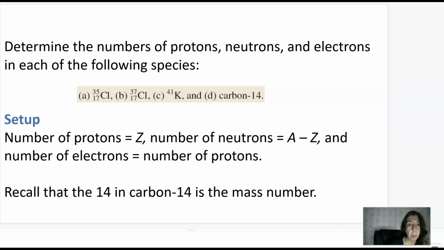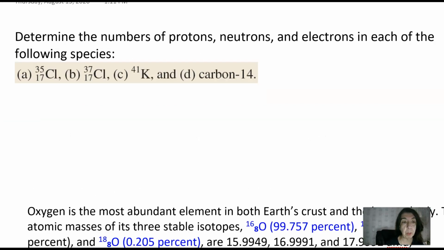So if you need to determine the number of protons, neutrons, or electrons in each of the following species, the first thing you do is figure out what the atomic number is. Then you can figure out the number of neutrons, and then you can figure out the number of electrons, and then whatever else is left, protons. You can work with any combination of those to figure out what you need to. And recall that for number D here, it says carbon 14, and that means 14 is the mass number. So now let's go do some problems directly.